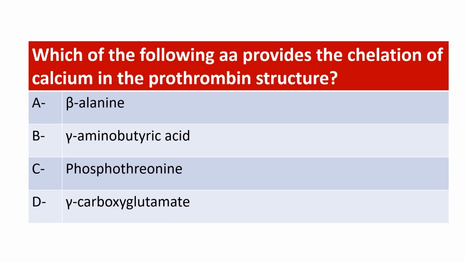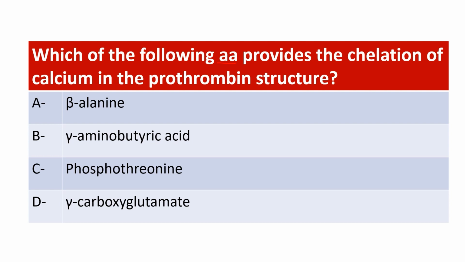Which of the following amino acids provides the chelation of calcium in the prothrombin structure? And you have the options beta-alanine, gamma-aminobutyric acid (GABA), phosphothreonine, and gamma-carboxyglutamate. Some are non-protein amino acids, and some are modified amino acids. Gamma-aminobutyric acid and beta-alanine are the non-protein amino acids. Phosphothreonine and gamma-carboxyglutamate are modified amino acids.